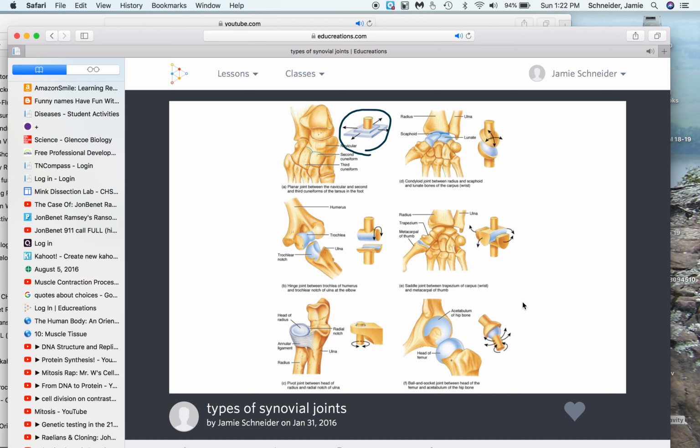Examples of these are intercarpal, which is carpal to carpal, intertarsal, which is tarsal to tarsal, and sternoclavicular, which is where the sternum meets the clavicle.